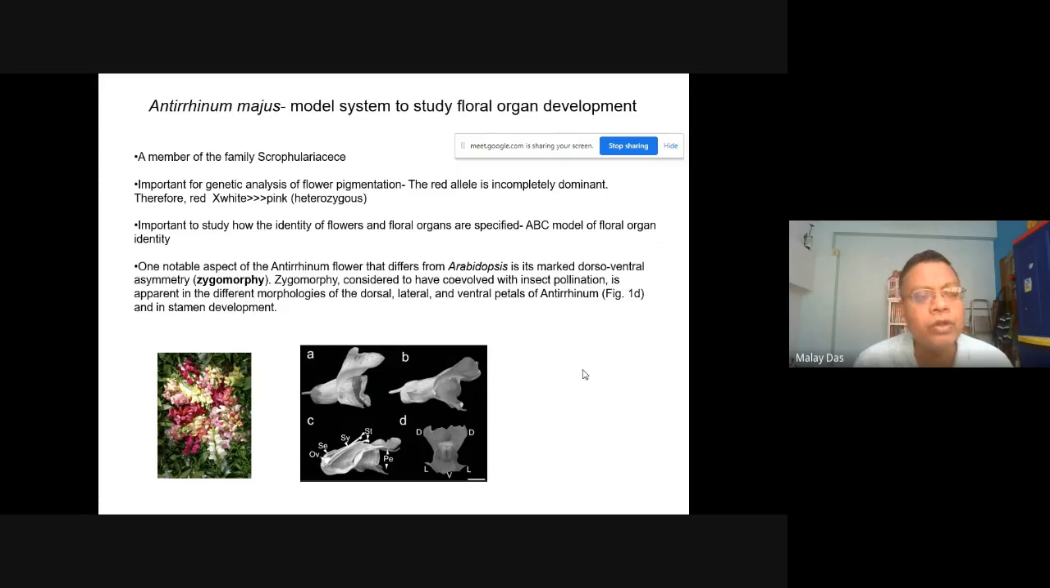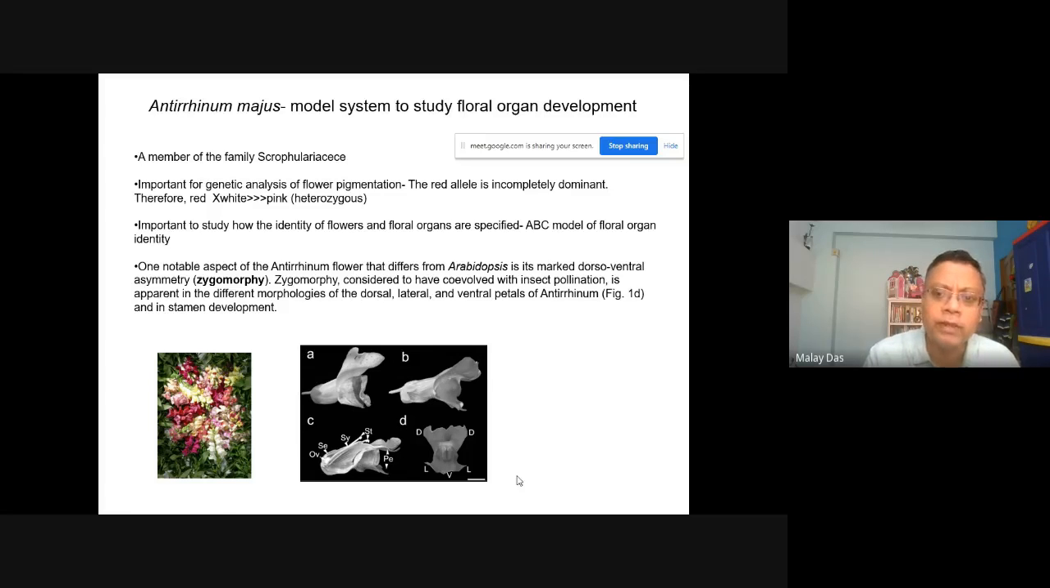Similarly, for those who are studying flower developmental biology or flower genetics, they also needed representative plant species to study the developmental progression of flowers or to identify genes which are regulating the development of different floral organs. From that point of view, a few other plant species have been characterized, and one of the most important among them is Antirrhinum.